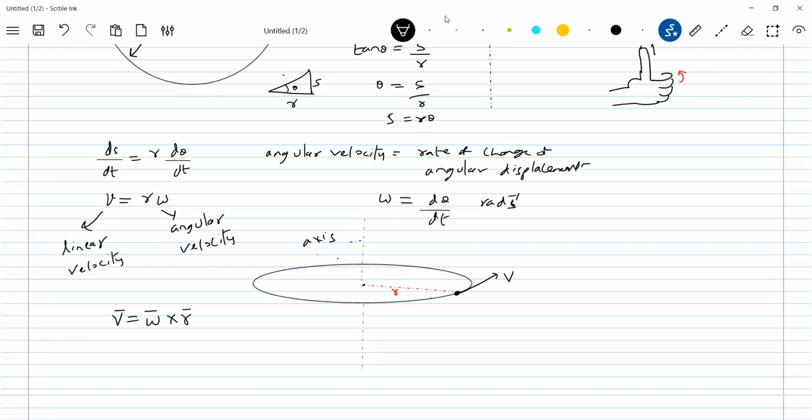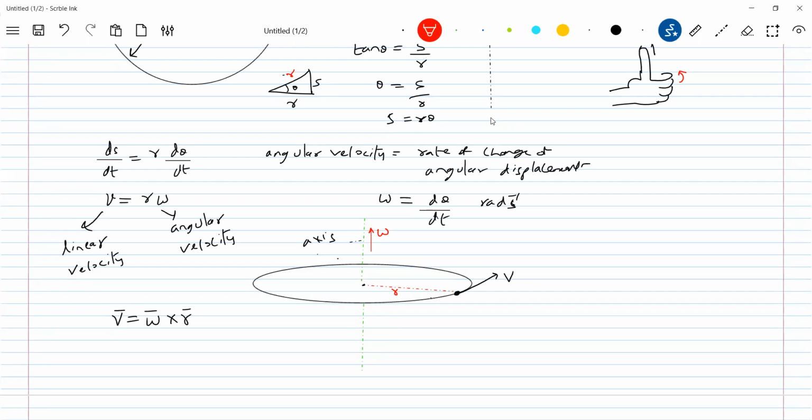There is a vector relationship. Based on this, I can show that omega will be directed perpendicular to the plane, or say along the axis. It is theta, very small. I just assumed theta. Even if this is r, tan theta equals s by r. Even if you want to make it this r, no problem. Tan theta is s by r, I'll define. So v equals omega cross r bar.